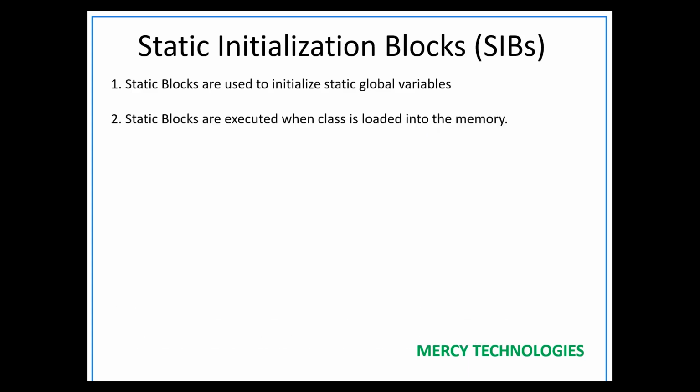And static blocks are loaded into memory. Whenever we run a particular class, that class is loaded into memory, correct? We already saw that when a class is loaded into memory, all the static variables and methods are loaded into memory, and along with that, static blocks are also loaded into memory. So static blocks are executed only once. Suppose in your class you have one static block. It is executed only once, not more than once.